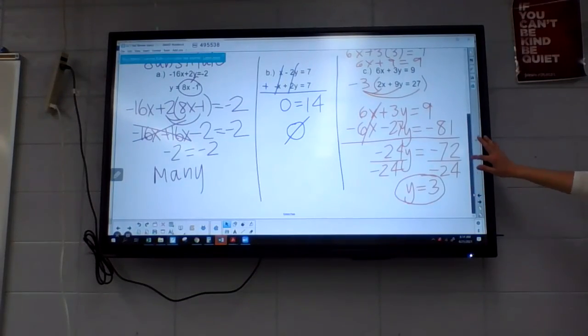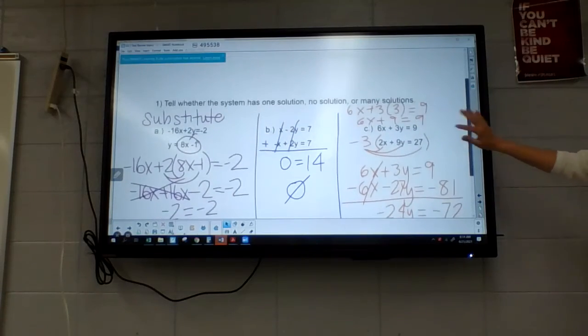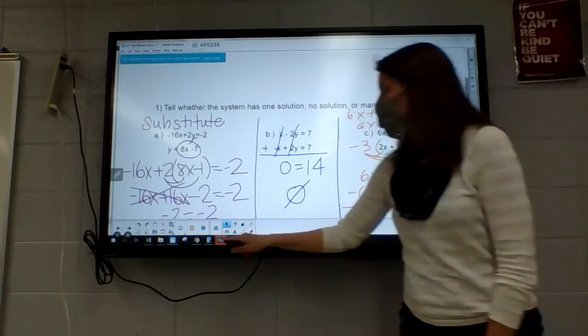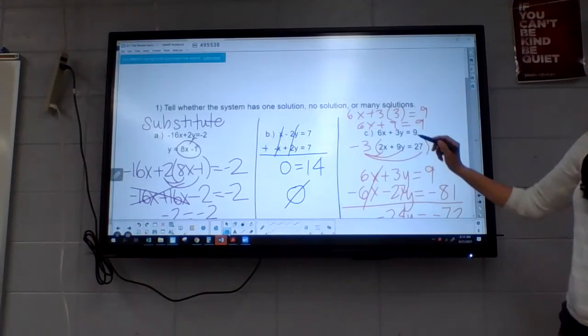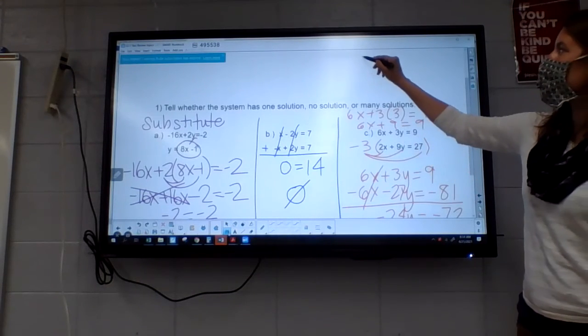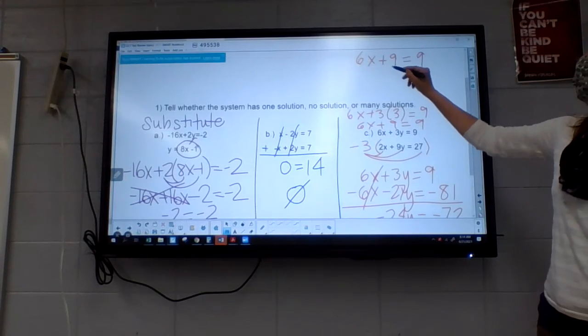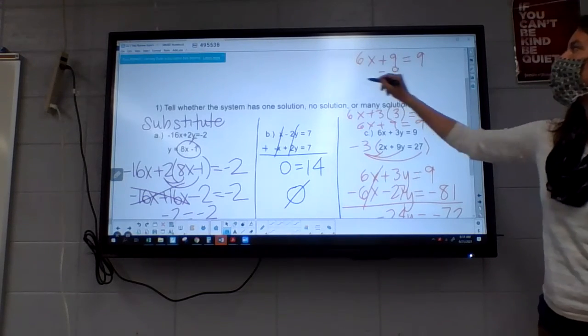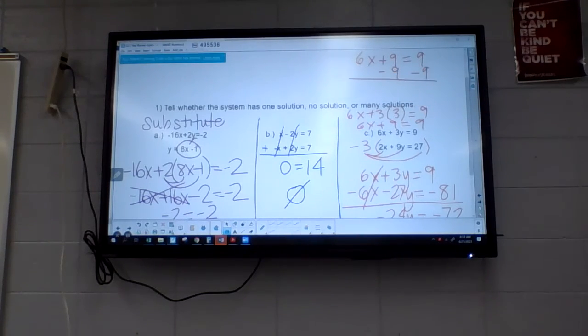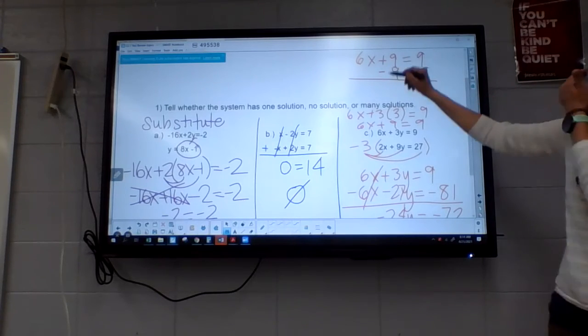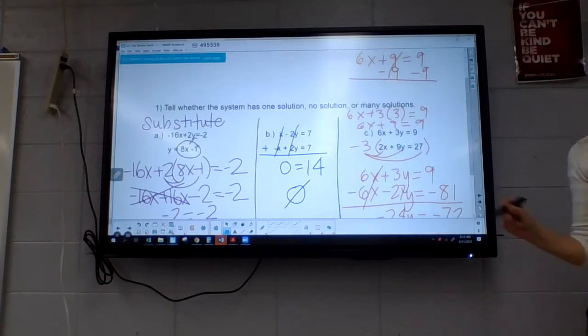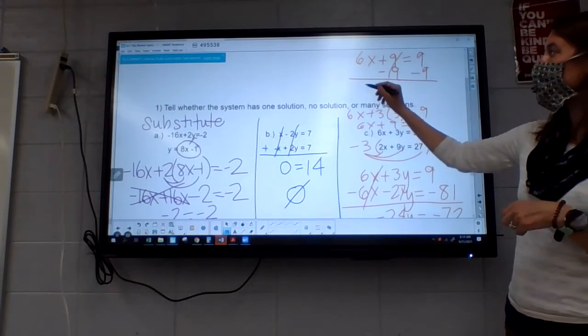Alright, so what I have here is 6x plus 9 equals 9. So I'm going to subtract 9 from each side. So again, this is what I have. I'm going to subtract 9 from each side. This cancels, but so does this. But I don't want to leave nothing on one side of the equal sign. I'm going to write a 0.